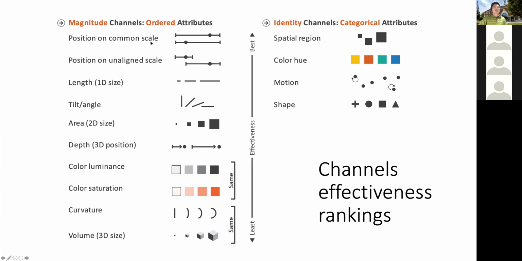So position on a common scale is above length. That means it is more effective for showing ordered attributes compared to length. The same works here. These are all the channels that you can use to represent different categories or data types, and the ones on top are more effective than the ones below. So spatial region is more effective than color, then more effective than motion, and finally more effective than shape. So shape is probably the least effective one.